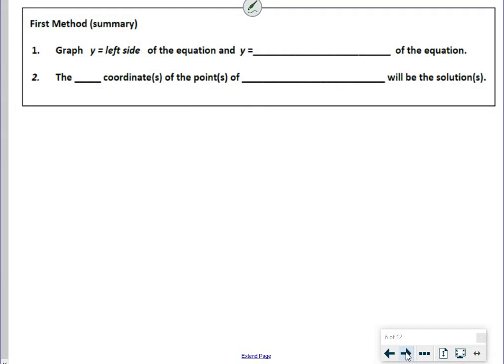So, first method, summary. What we do is we graph y1 equals the left-hand side of the equation, and y2 equals the right-hand side of the equation. The x-coordinates of the points of intersection will be the solutions.